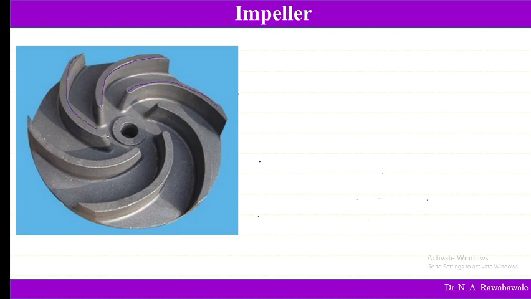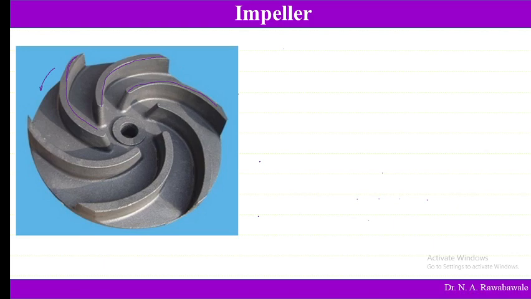These vanes are in a backward curved direction. They are curved in shape, and this is a backward curve, which means this impeller rotates in this direction, and the vanes are turned in the opposite direction. Therefore these are known as backward turned vanes, a series of vanes we can see.